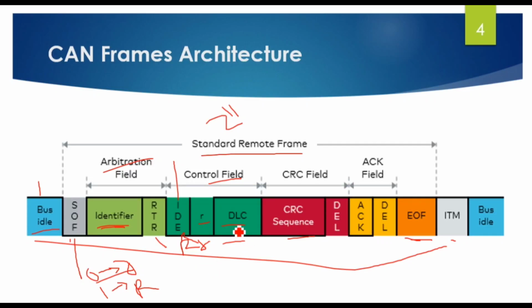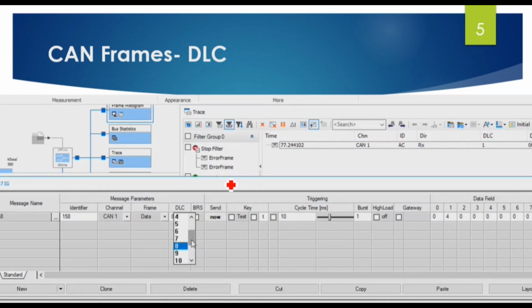And the next one is data length code, which indicates the number of bytes of data in the frame. DLC is 4 bits long and can range from 0 to 8, allowing for up to 8 bytes of data. This is for standard CAN. So if you select 8, then in the data field you can send 8 bytes.